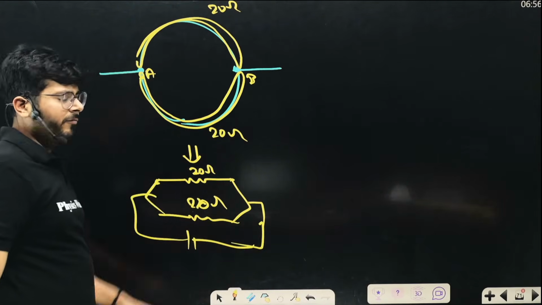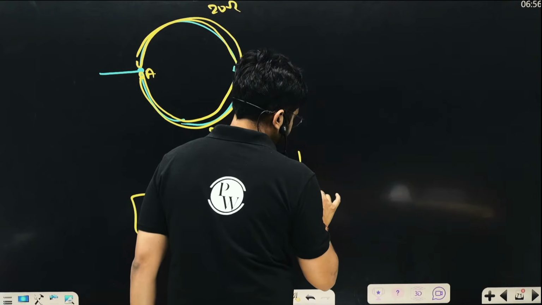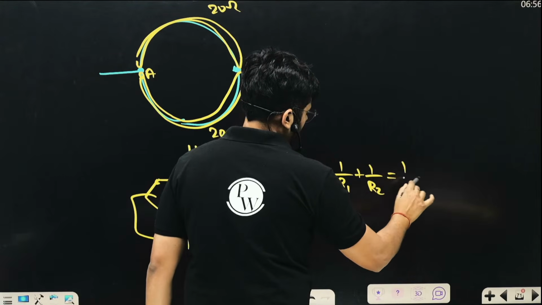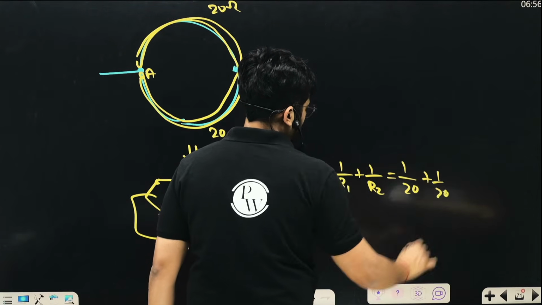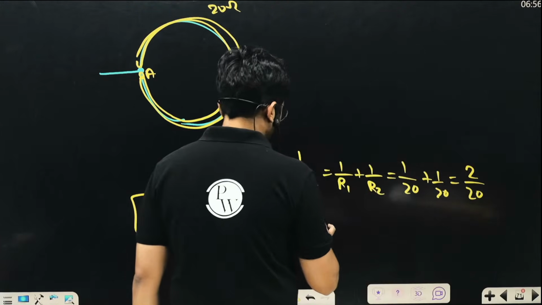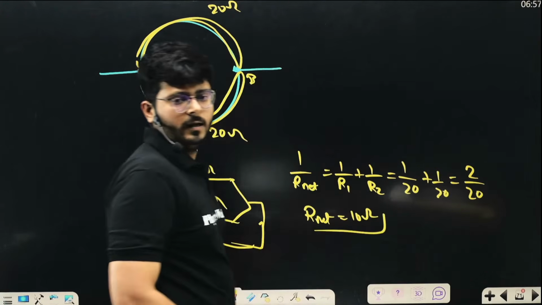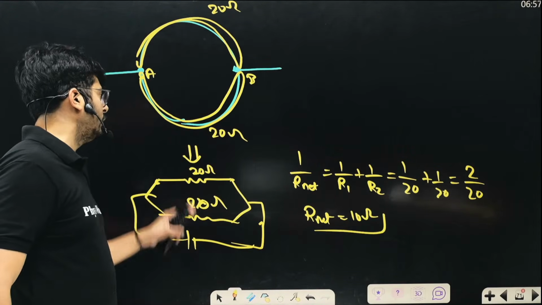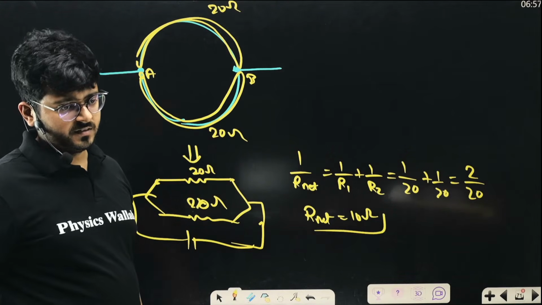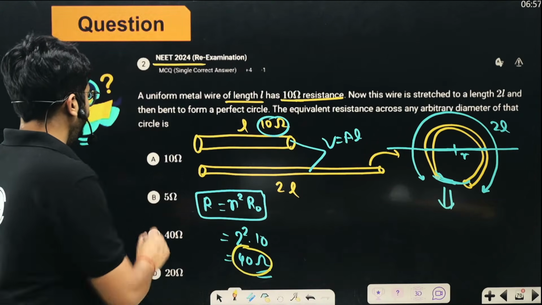All right. And if two resistances are connected in parallel with one another, the net resistance will be 1 upon R1 plus 1 upon R2. So 1 upon 20 plus 1 upon 20. So it is going to be 2 upon 20. So the net resistance is going to be 10 ohms. The net resistance is going to be 10 ohms across any 2 points randomly chosen across diameters, right? So I hope the idea is very, very clear. The net resistance is going to be 10 ohms.